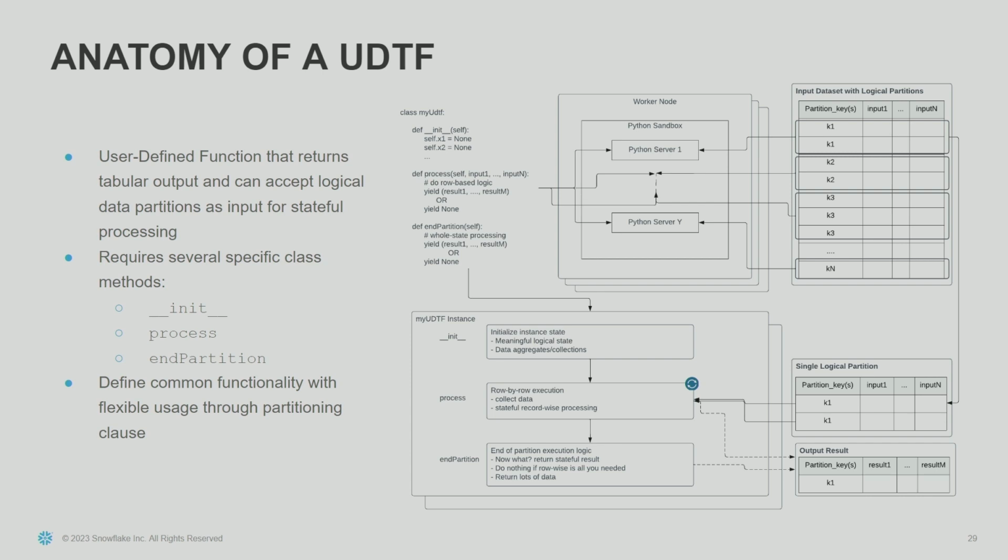With the UDTF, you can do whatever you want. You can return nothing, right? I mean, you return a whole bunch of stuff. It doesn't matter. At each stage throughout the process and partition method, you yield some sort of result or you don't, and it has nothing to do with the input rows. It's just pure processing of that logical partitioning of data.